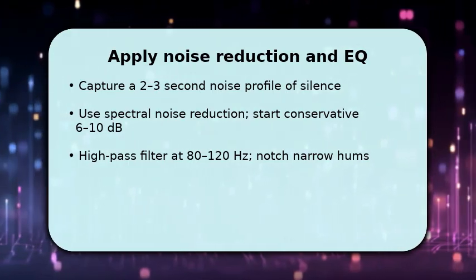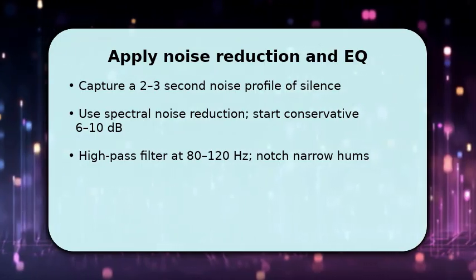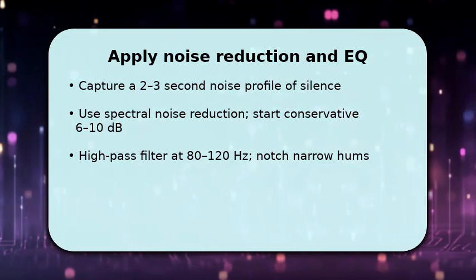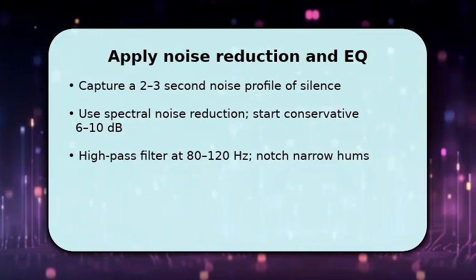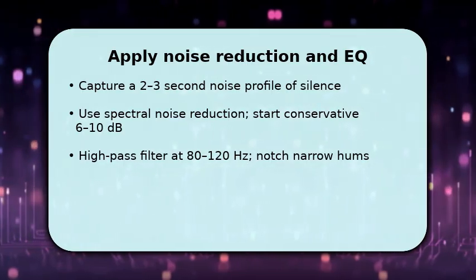Too aggressive causes artifacts. Next, apply a high-pass filter at about 80 to 120 Hz to remove rumble, and use narrow notch filters for mains hums or persistent tones. Finally, adjust attack and release to keep speech natural.